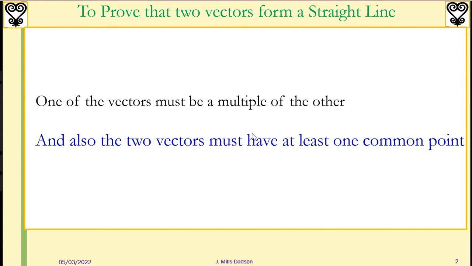Well, to prove that two vectors form a straight line, it means that one of the vectors must be a multiple of the other. And also the two vectors must have at least one common point. So what this actually means is that the two vectors you are proving should first be parallel, but because one line lies on top of the other, that is why it forms a straight line. So it's just proof of parallel lines, but one of the lines lies on top of the other. That's why we say they must have at least one common point.